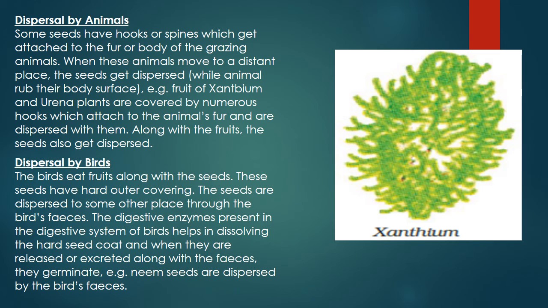And next is dispersal by animals, for example xanthium. The spiny seeds like xanthium and urina get attached to the bodies of animals, so along with the fruits, the seeds also get dispersed. Then there is dispersal by birds. Birds eat fruits along with the seeds, and the seeds have an outer covering. These seeds are excreted through bird feces, and the digestive enzymes in the digestive system of birds help in dissolving the hard seed coat. One such example is neem seeds, which are dispersed by bird feces.